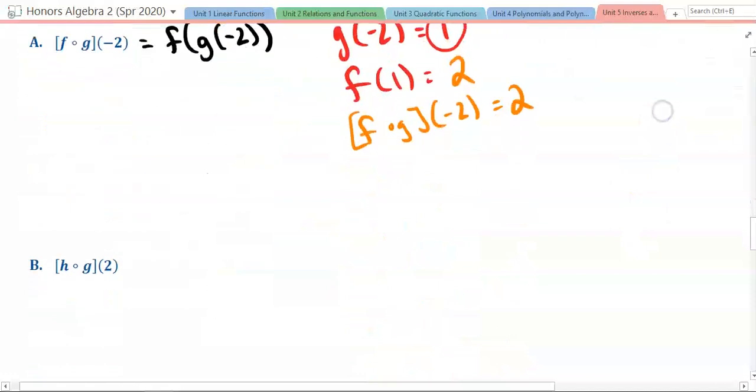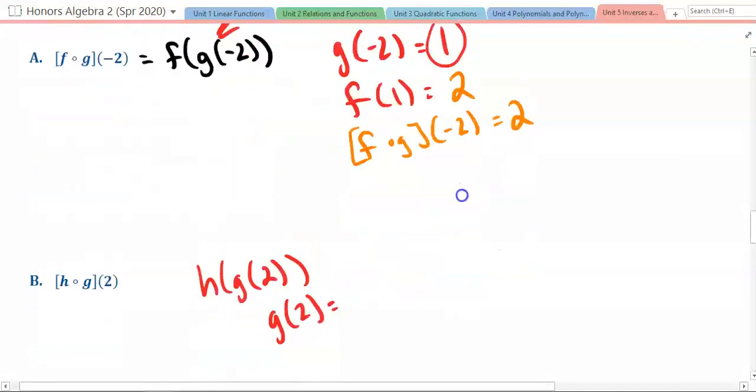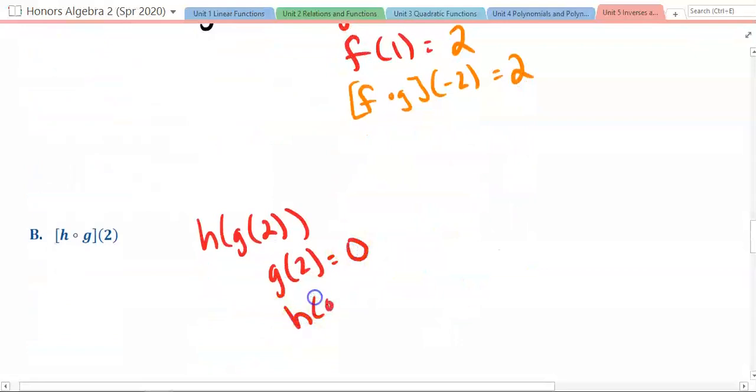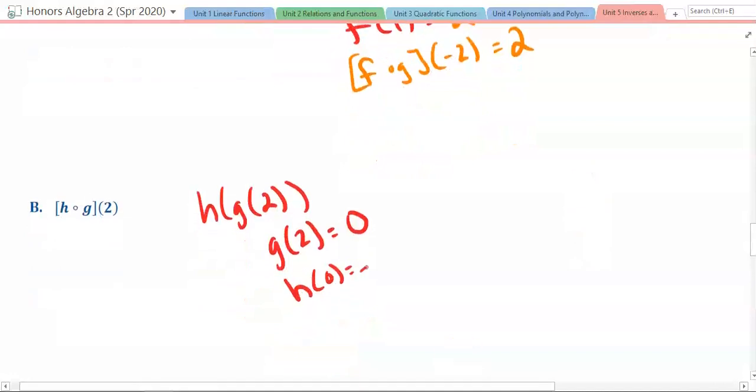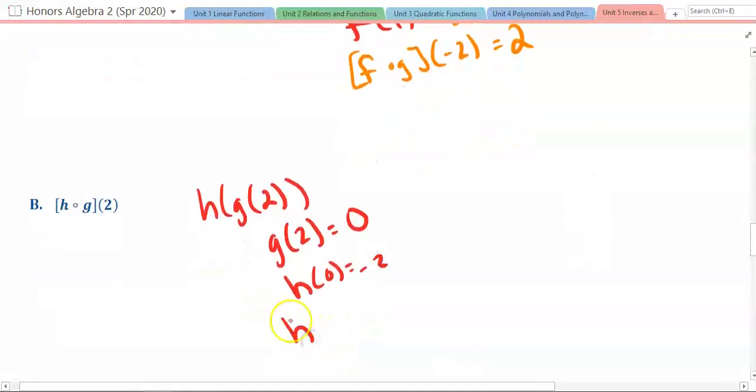And so writing this out, let's do it in steps. H of g of 2. So g of 2 was equal to, we said, 0, and h of 0 is equal to -2. And so h of g of 2 is equal to -2.